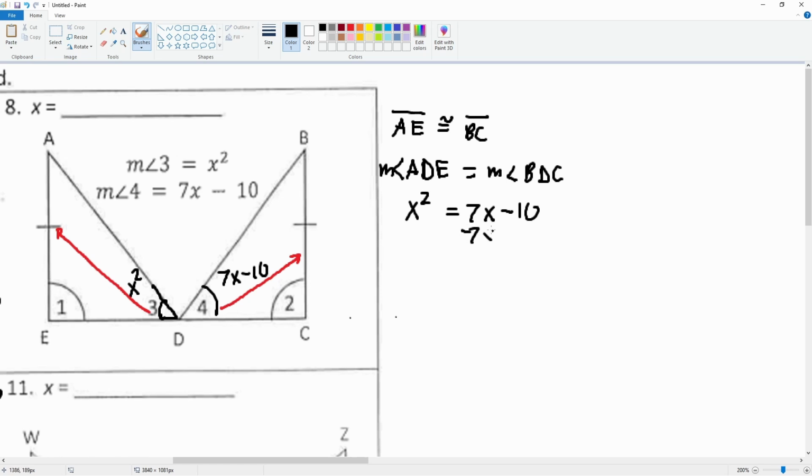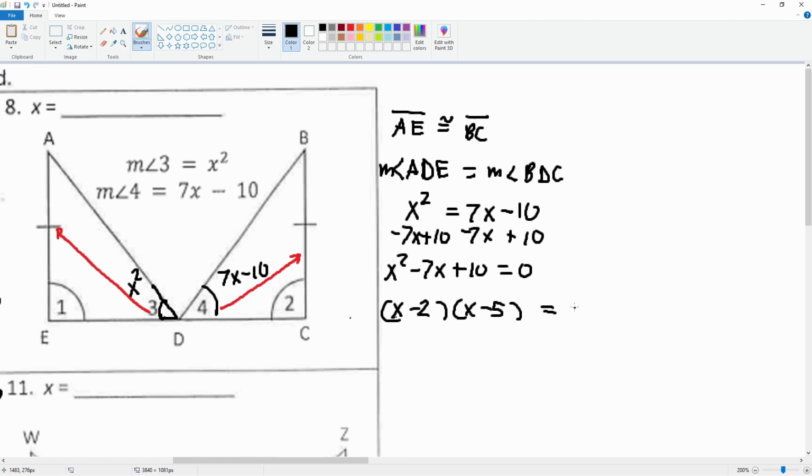So you have to subtract 7x from both sides and add 10. You get x squared minus 7x plus 10 is equal to 0. Now you have to factor it. We need numbers that multiply to make 10 and add up to negative 7. So that is x minus 2 and x minus 5. X times x is x squared. Negative 2x plus negative 5x becomes negative 7x. Negative 2 times negative 5 is a positive 10.